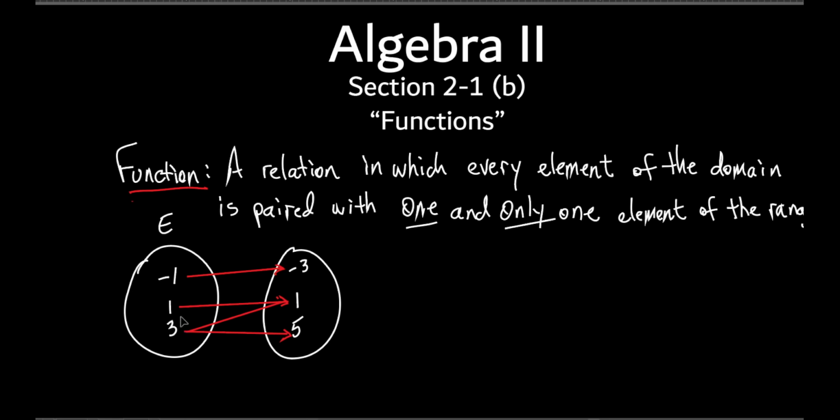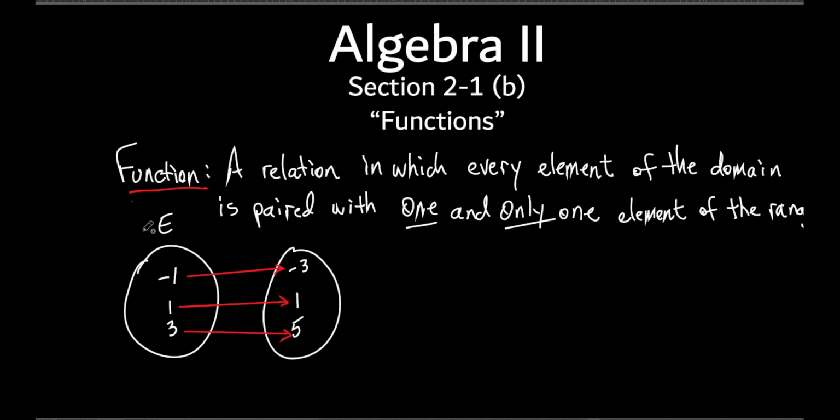Why is this not a function? Because this domain, is it paired with one and only one range? No, this is paired with the number 1 and it's paired with the number 5. That's not one and only one element of the range. So this situation right here would what? Is it a function or not a function? No. It's not a function because it's paired with two different elements of the range. But that's not what this problem said. This one's just like that. So, is that a function? Yes. All right.